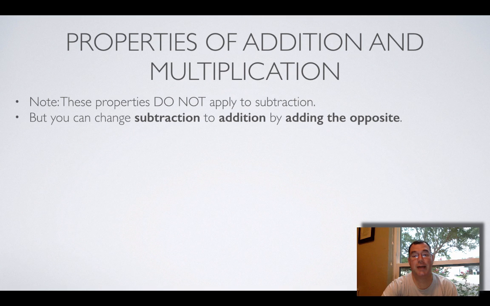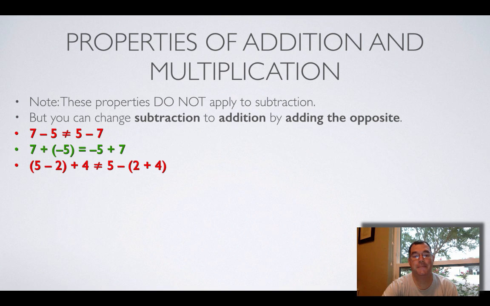So you can't subtract or add in whatever order you want, but what you can do is add the opposite. So 7 minus 5 is not 5 minus 7, but what you can do is change 7 minus 5 to 7 plus negative 5, switch the order of those so that you get negative 5 plus 7. The answer to both of those is 2. So you can change subtraction to addition and then apply the property. Okay. Associative, 5 minus 2 plus 4 is not the same as 5 minus 2 plus 4.